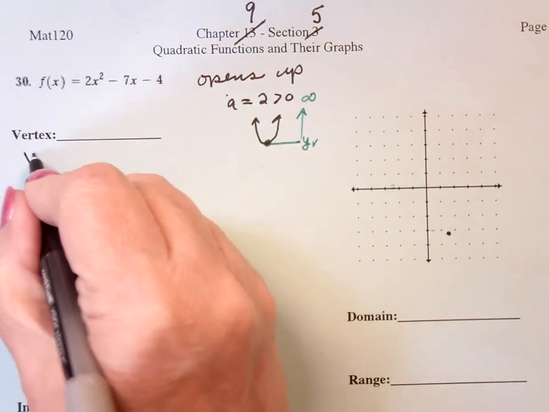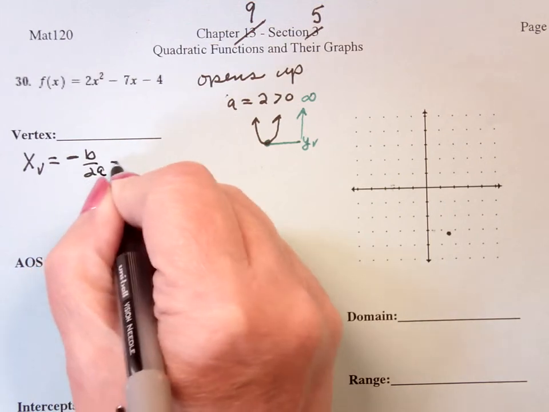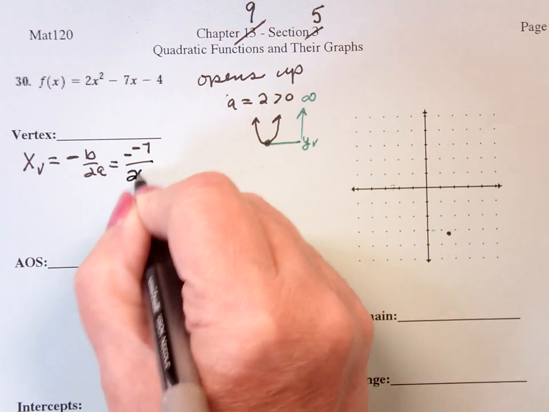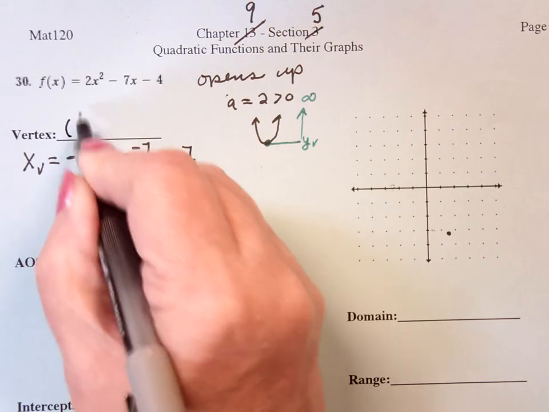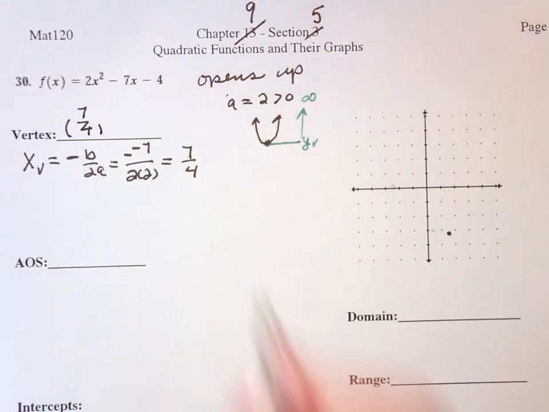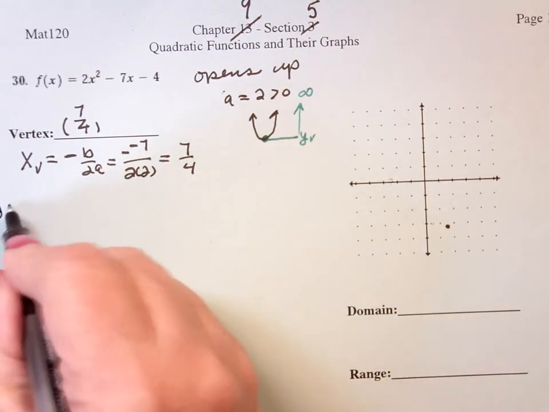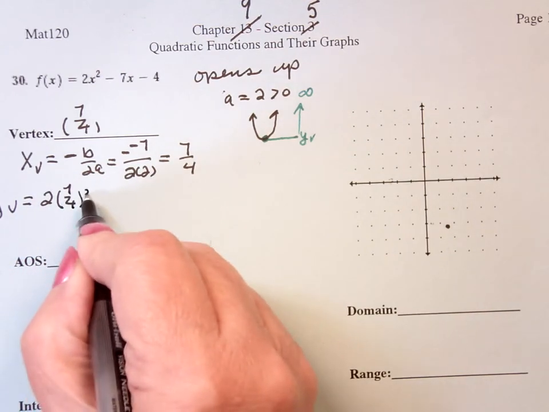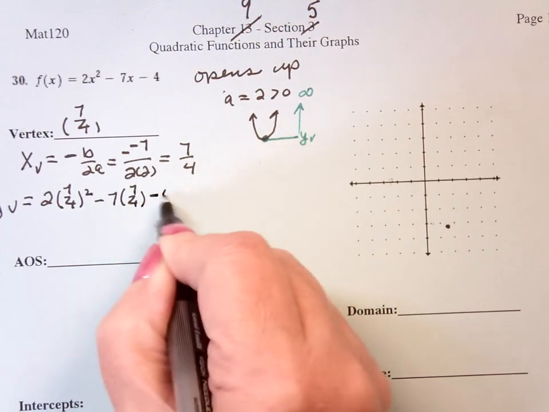So x-coordinate of the vertex is minus b over 2a, which is minus minus 7 over 2 times 2, which is positive 7/4. Now this is where things get a mite unhappy, because the y-coordinate of the vertex is 2 times 7/4 squared minus 7 times 7/4 minus 4.